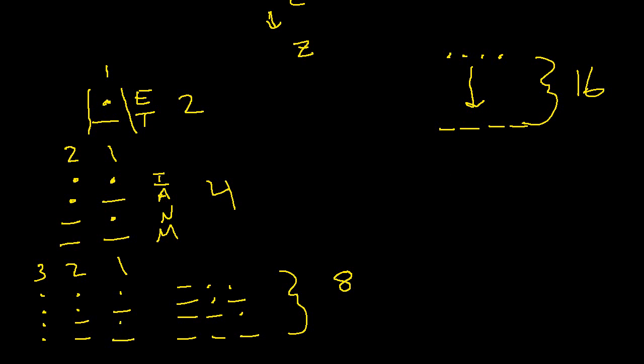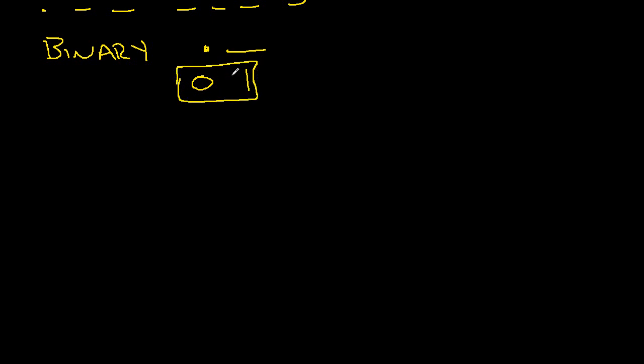But it also gives us a little bit of insight into binary, because what we have is a dot and a dash. And nowadays in modern computers we have a 0 and a 1. These are different symbols, obviously, but the concept is the same. Because what we find is that the number of symbols that we have ends up representing our base, and the number of columns that we have ends up representing our exponent.